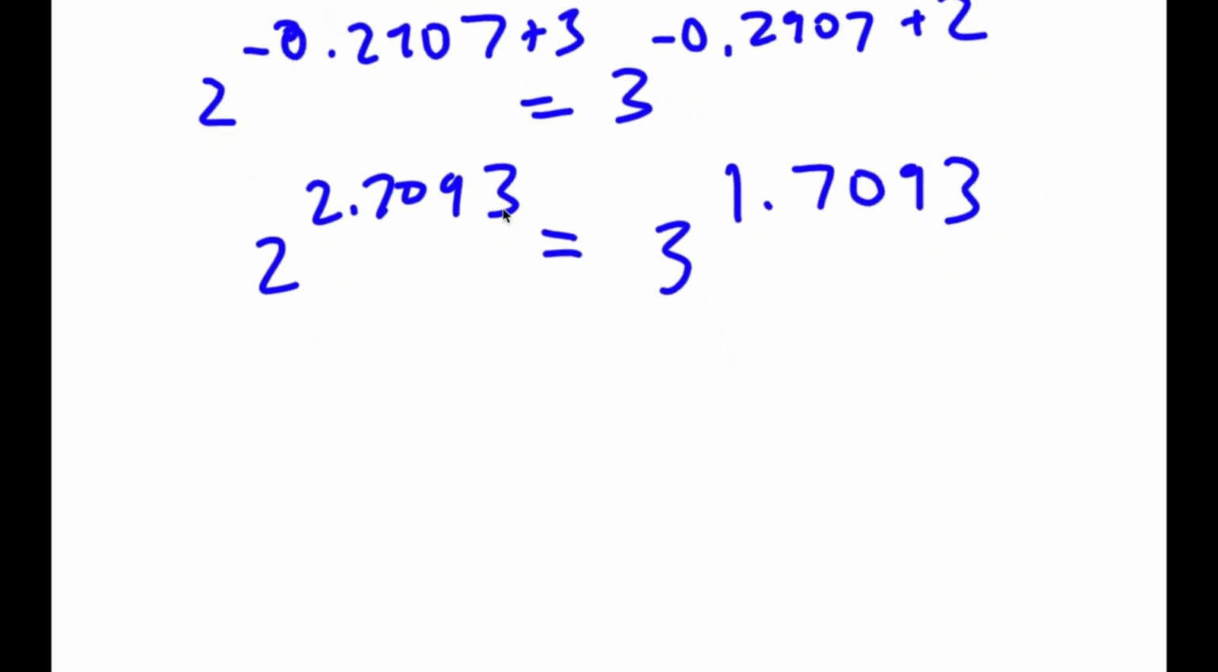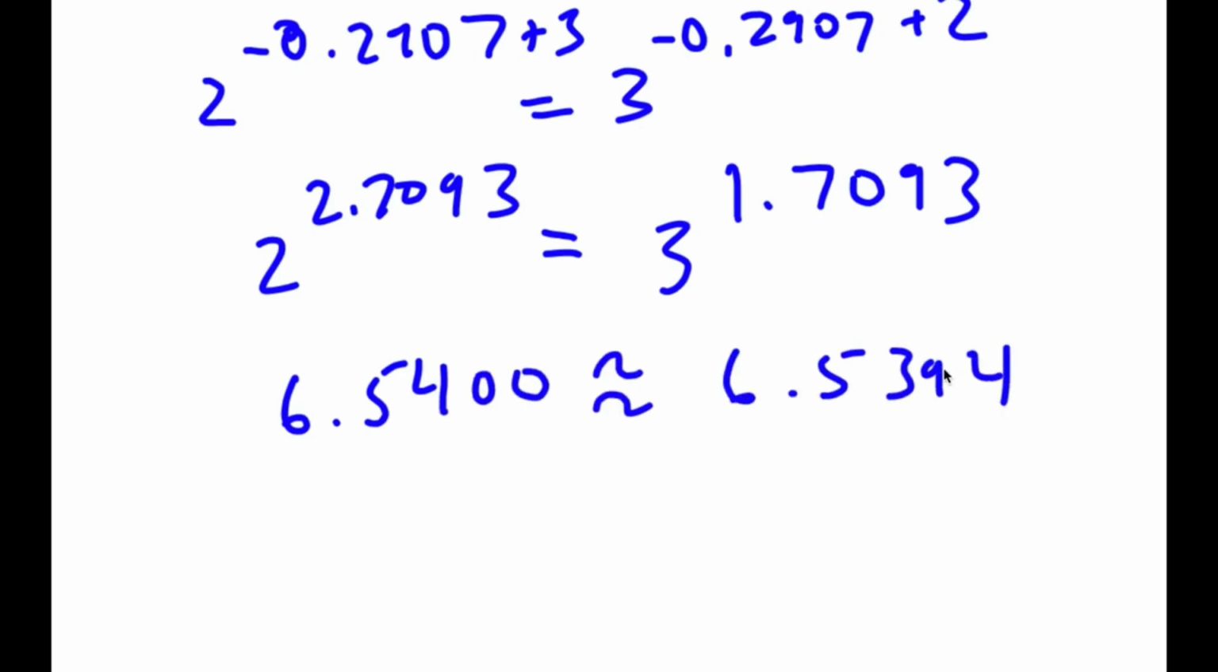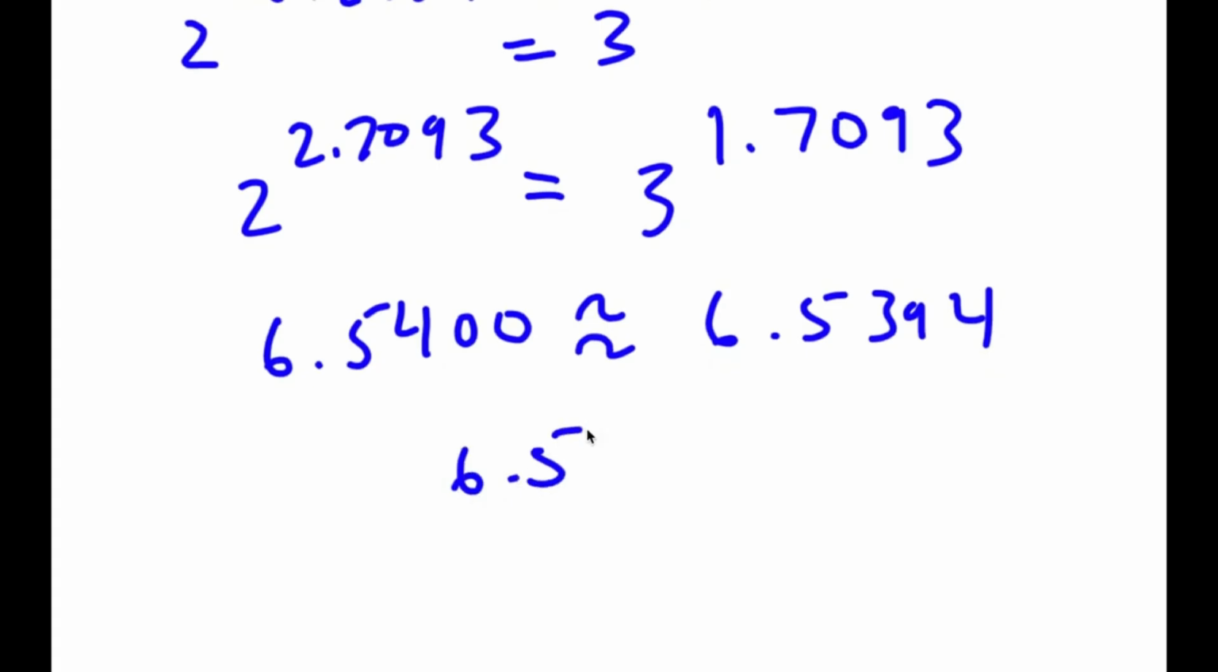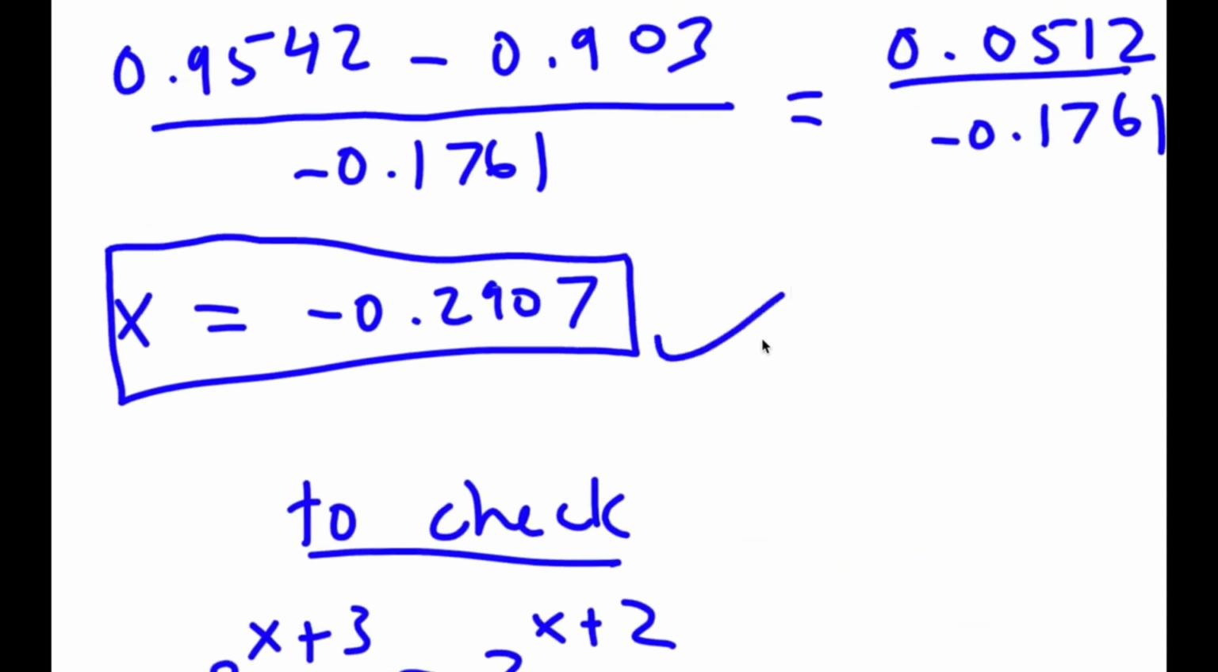So now, if you plug this into a calculator, you get 0.5400, which is approximately 0.5394. And these two round up to each other. So 6.54 is equal to 6.54, and because this is right, our solution is right as well.